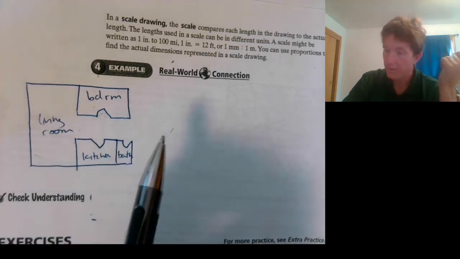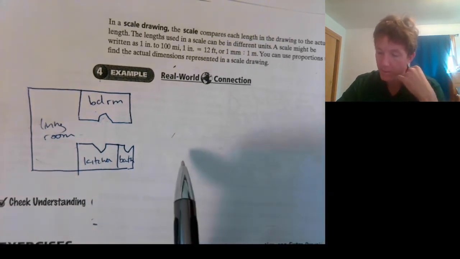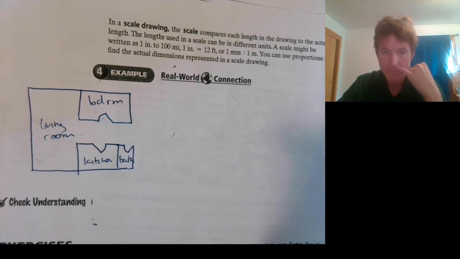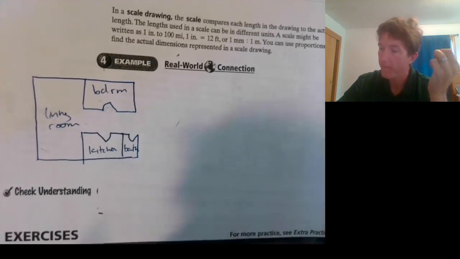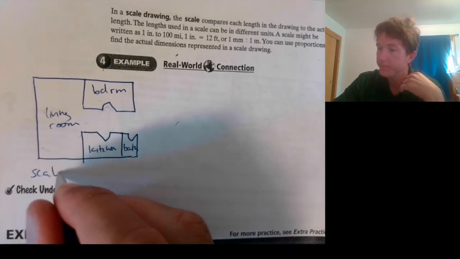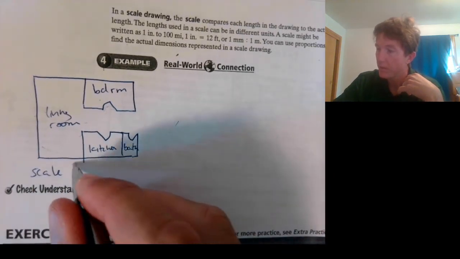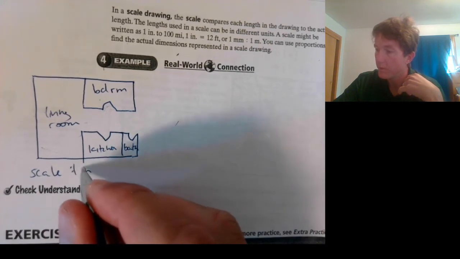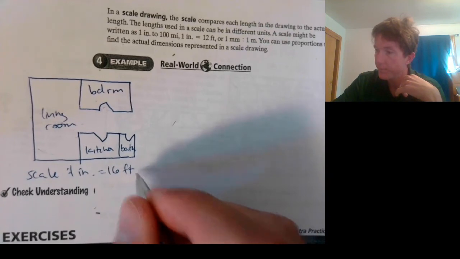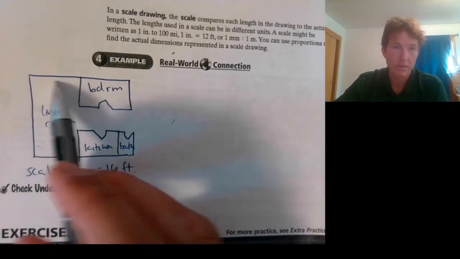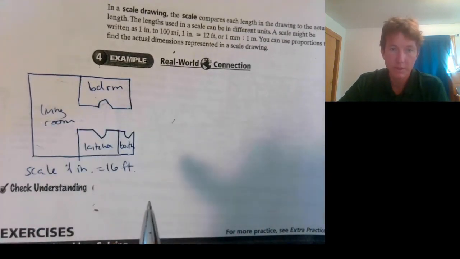Okay, so the question says measure the dimensions of the bedroom in the scale drawing. Use those dimensions to find the actual dimensions of the bedroom. So we have a scale here: 1 inch is equal to 16 feet. So 1 inch on this drawing here is equal to 16 feet.